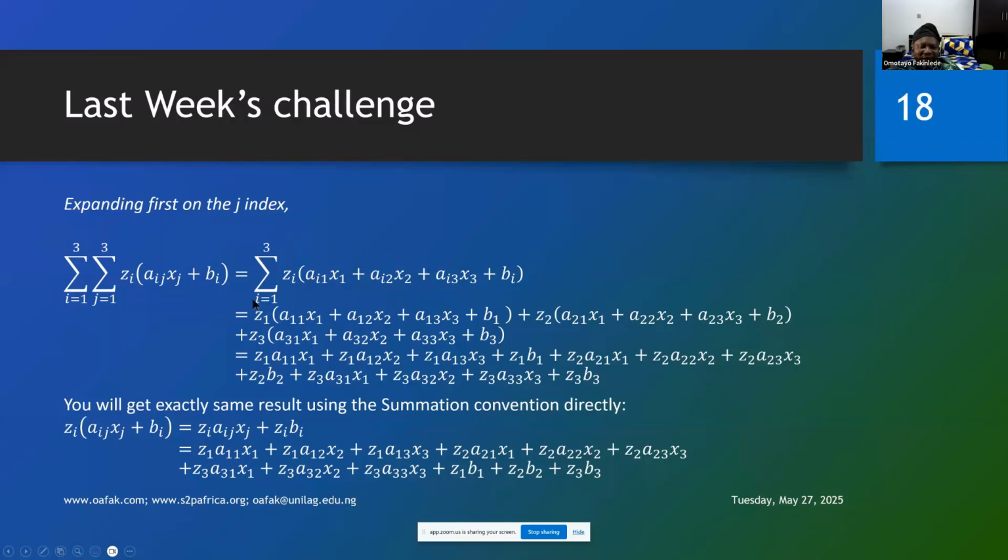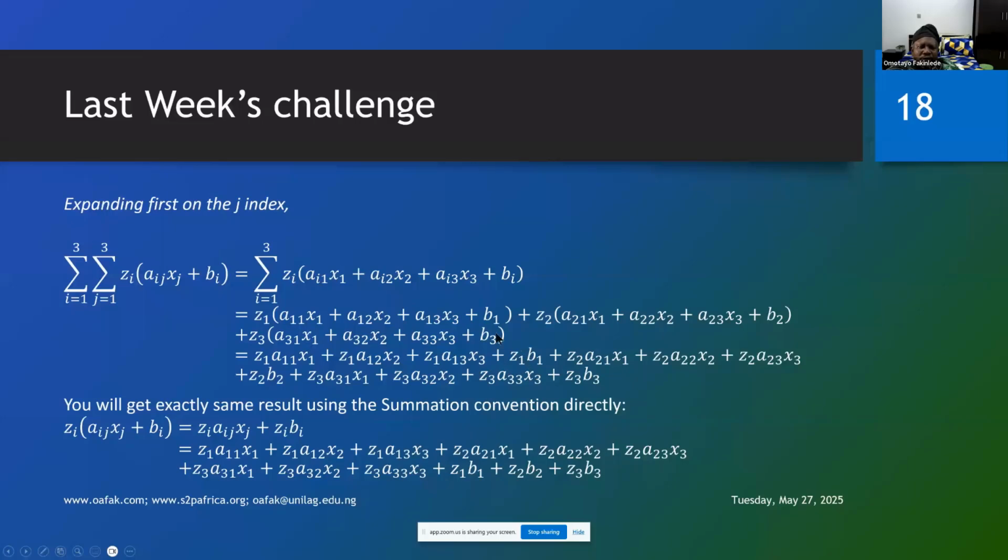Then when we now want to expand on I, also a dummy index, for every term there are two values. So if you start with this first one, you see that it will be Z1 into A11x1, A12x2, A13x3, and so on. The others will follow the same kind of pattern, which you can now write like this. And you will get the same result by using the summation convention directly. The young lady who thought there should be a three, that this thing occurs three times, there is nothing like that. This is how this thing comes out.